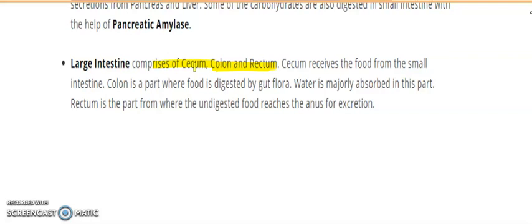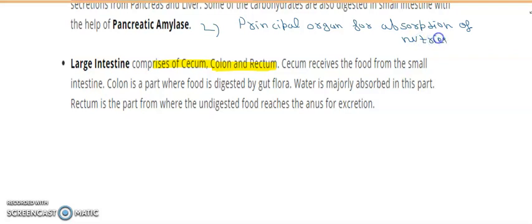About the small intestine, there are some important points, like it is the principal organ for absorption of nutrients. Note this point for the small intestine: the small intestine is the principal, meaning main, organ for absorption of nutrients.